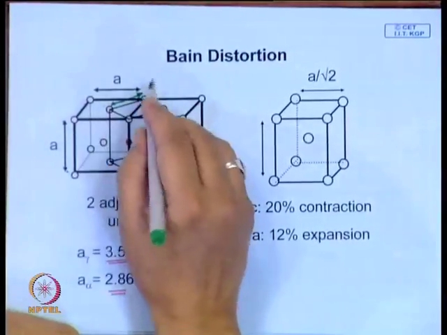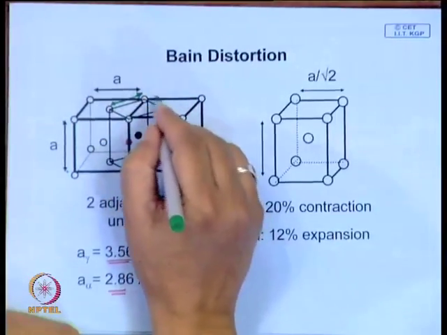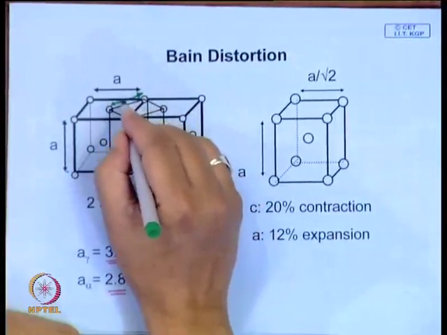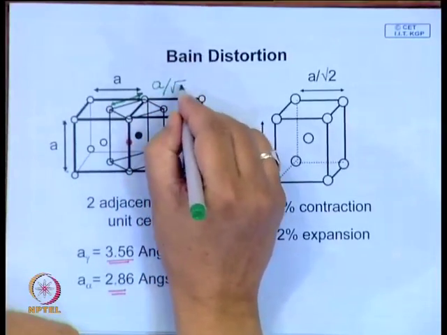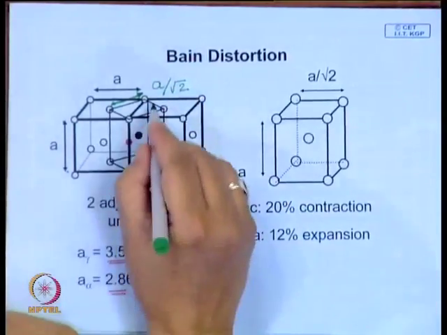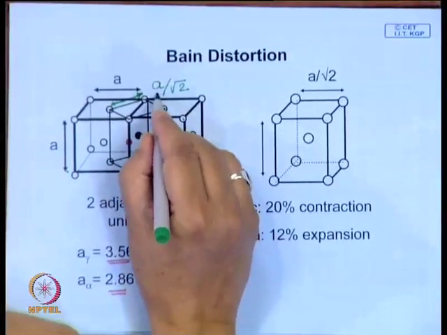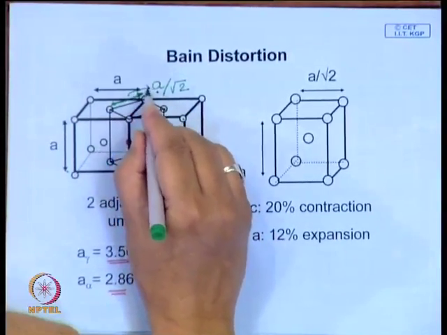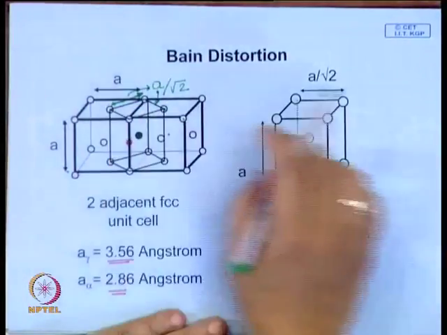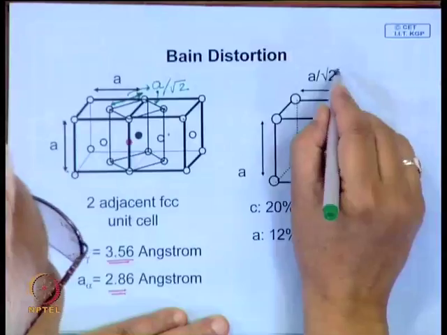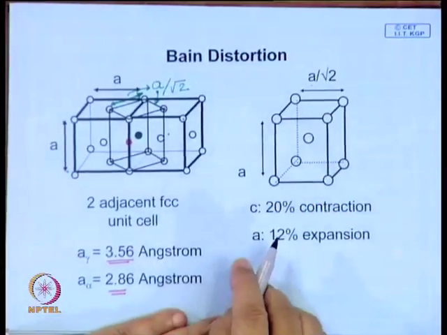whereas this dimension becomes one of the, say, either A or B of the BCT or BCC lattice. So, this is actually A over root 2. This also is half the diagonal, this also is the same, this as well as this. Therefore, the same thing is drawn over here. So, this is A over root 2, this is A. So, this is not a BCC lattice.